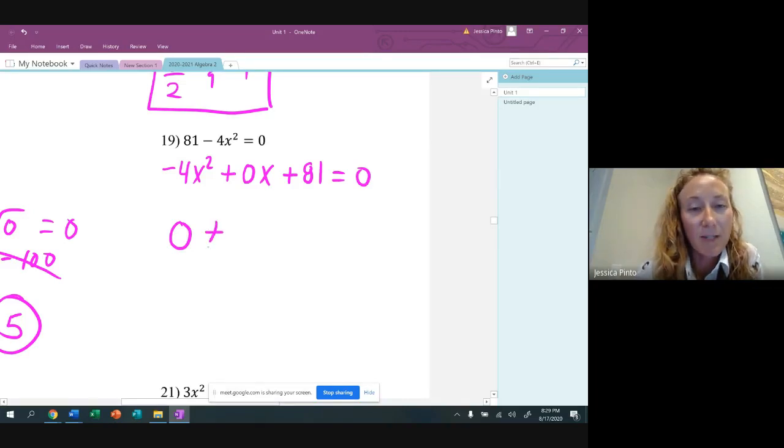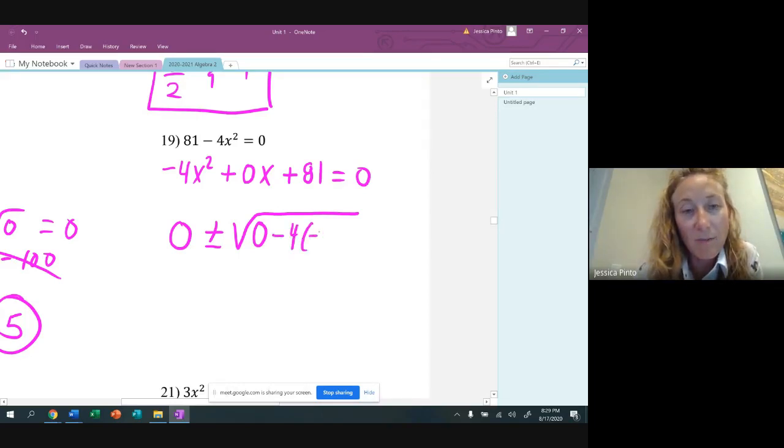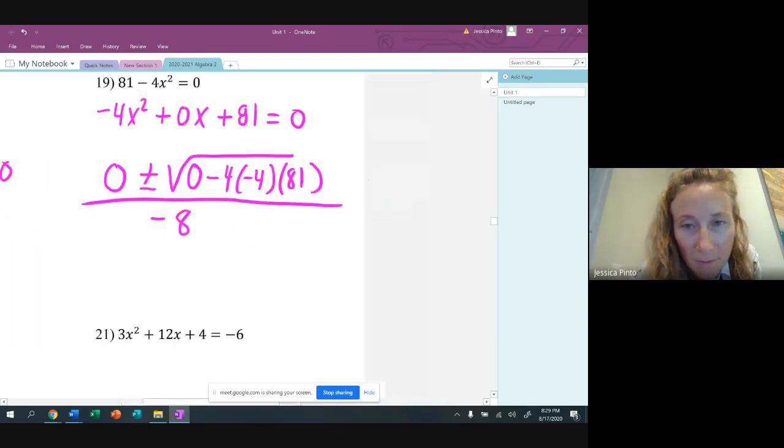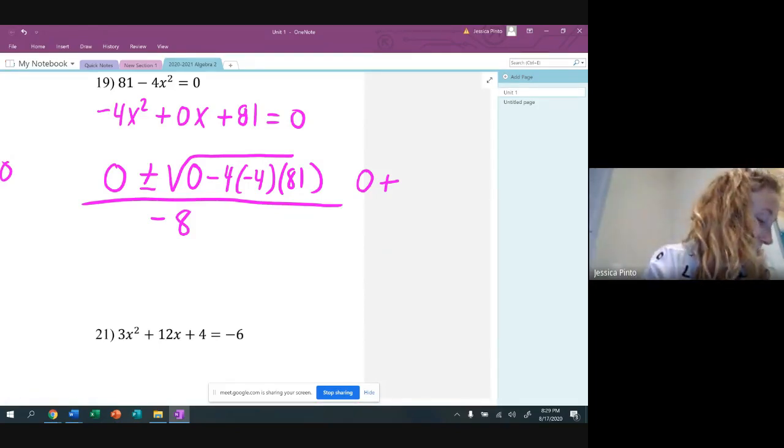Let's take a look. Opposite of b, still 0, plus or minus square root of 0 squared, which is still 0, but then minus 4 times a times c, all divided by 2a, which is in this case negative 8. So interesting. So this part is 0. It's just going to make it a little bit easier. All right, my side work. It'll be 0 plus, oh my gosh, 16 times 81. I don't know what that is, so I'm going to use my calculator.